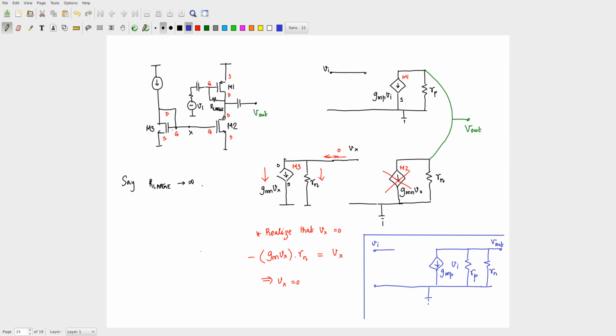So, even though the circuit itself looks complicated, the moment you put it down, the final equivalent circuit is very, very straightforward. So, what is the gain of this circuit? Minus gm times gmp times Rp parallel Rn, and that is what we saw, right.